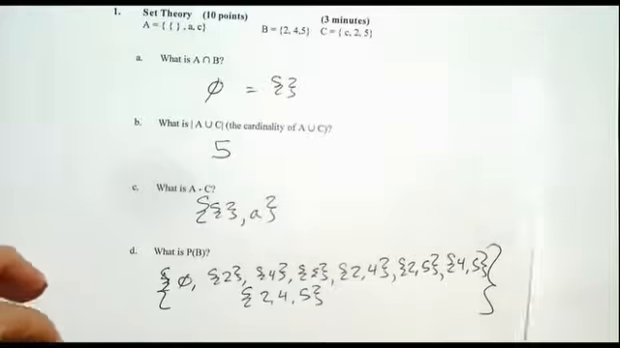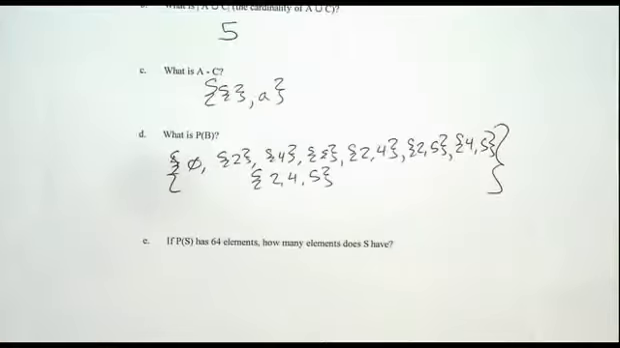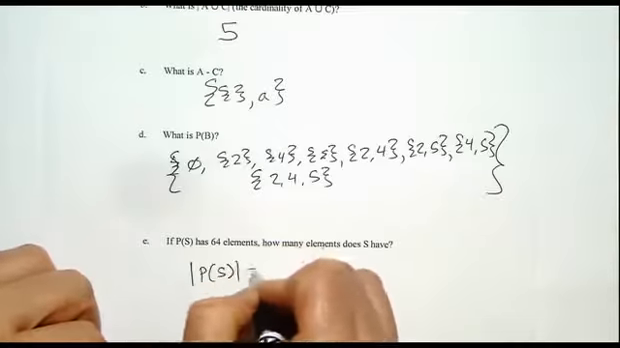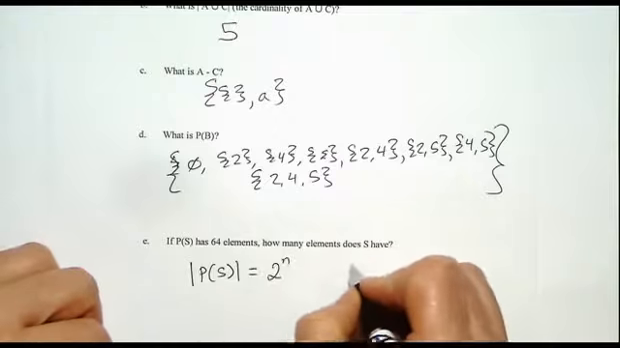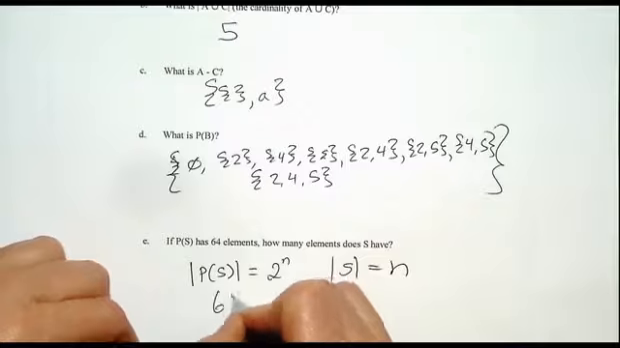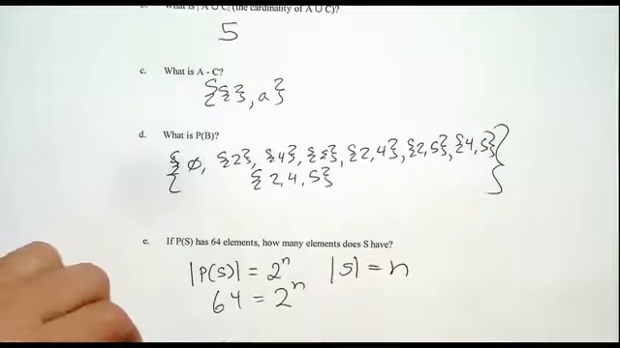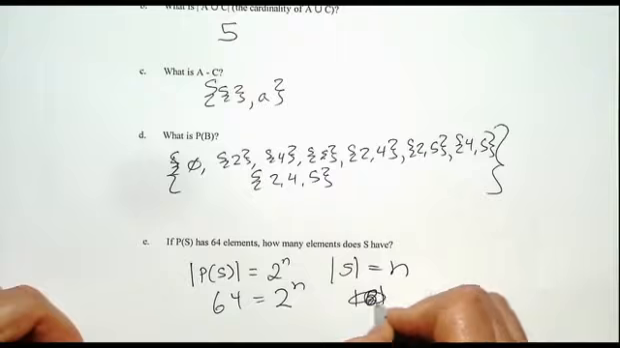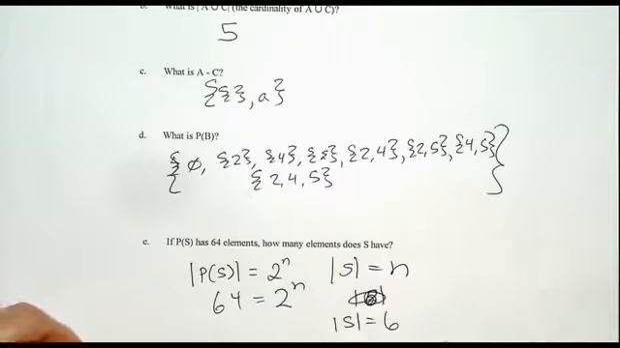And the last question says, if the power set of S has 64 elements, how many elements does S have? So the size of the power set of S is equal to 2 to the n, where the size of S is n. So 64 equals 2 to the n. I need to figure out what n is. What is that number? It is 6. So the size of, oh, that was just wrong. Size of S is 6.